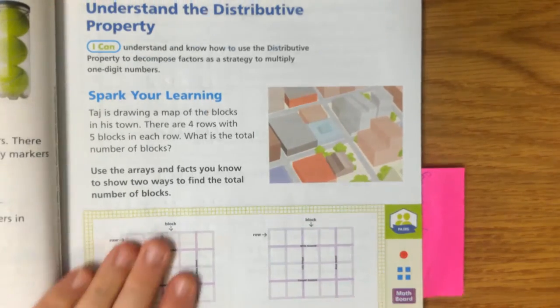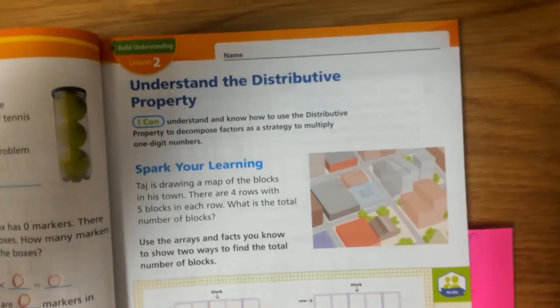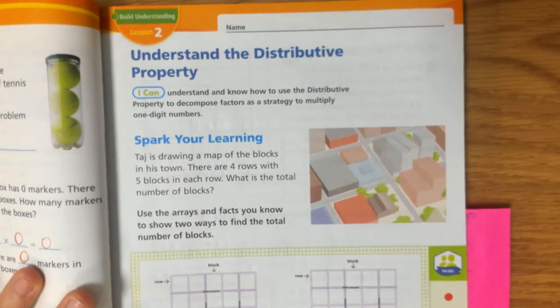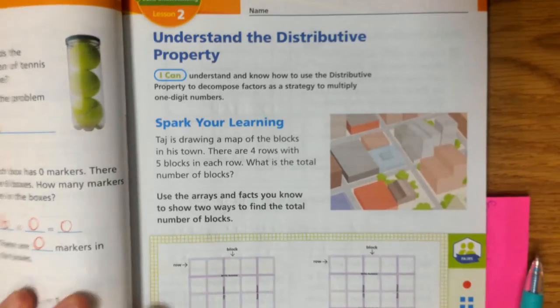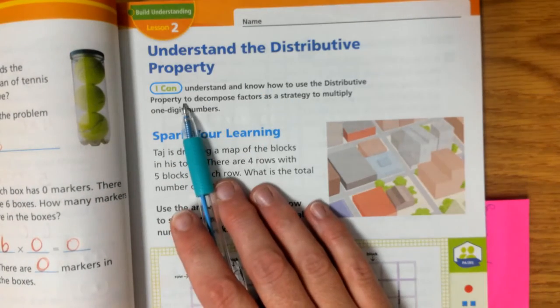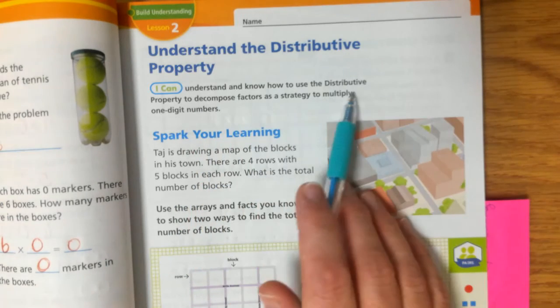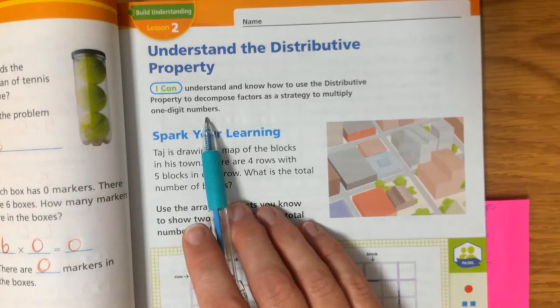Okay, so today we are going to be, oops, sorry, my camera's still a little wonky. All right, we're going to be doing Module 4, Lesson 2, and it starts on page 87, and we are going to be understanding the distributive property. So after this lesson, you'll be able to understand and know how to use the distributive property to decompose factors as a strategy to multiply one-digit numbers.